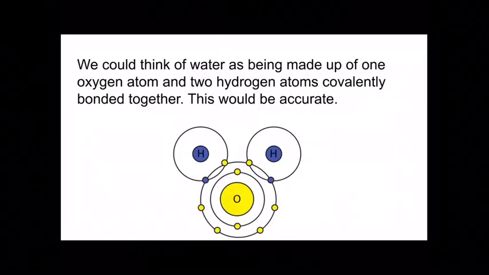Now, water, when we've looked at it, we could think of water as being made up of one oxygen atom and two hydrogen atoms covalently bonded together. Okay, so that is an accurate depiction of water. That's what we're looking at here. We can see on the bottom we have one oxygen atom, and then on top we have two hydrogen atoms. They're sharing electrons, therefore they are covalently bonded. So yes, that is water.